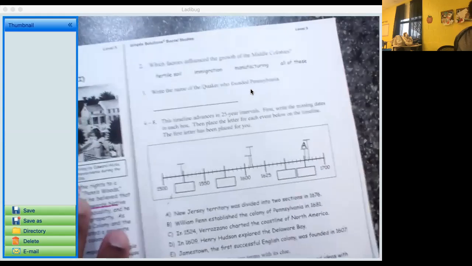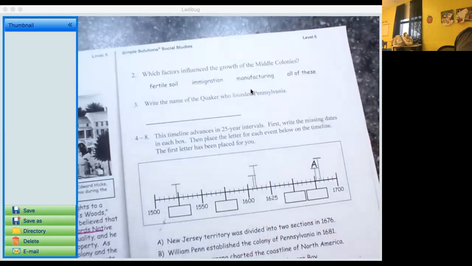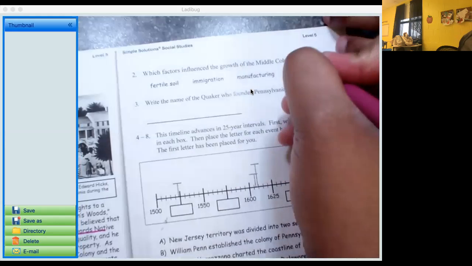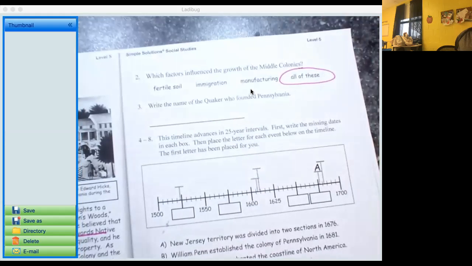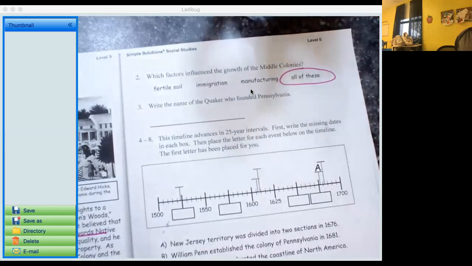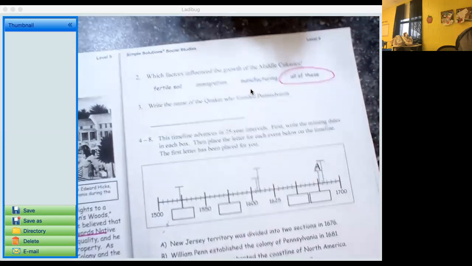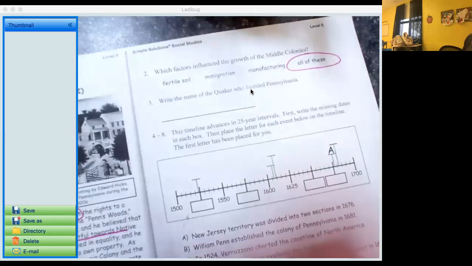All right, number 2. Which factors influence the growth of the Middle Colonies? Okay. So we have fertile soil, immigration, manufacturing, or all of these. If you go back to the text, we will find all of these to be our answer. Number 3, write the name of the Quaker who founded Pennsylvania? Remember our man William Penn here, so let's write that down.